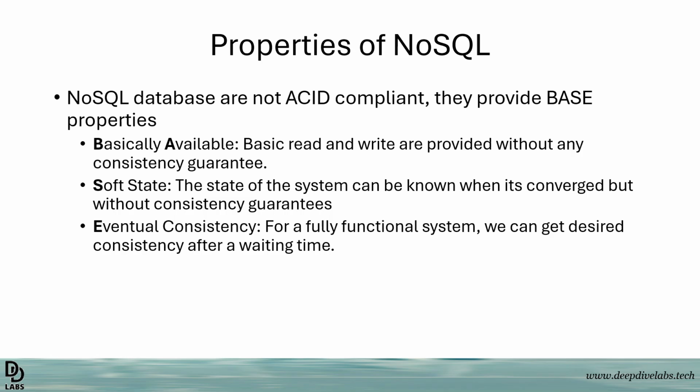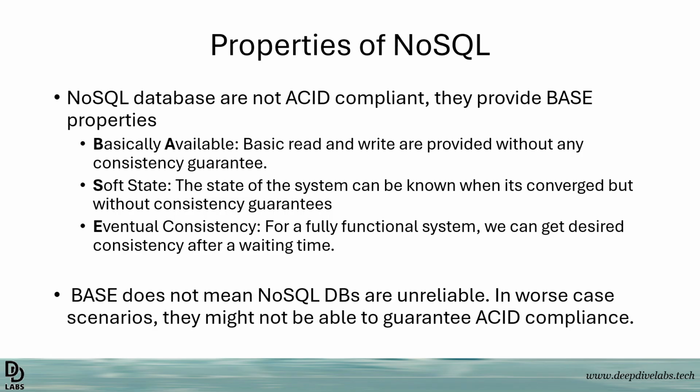If you remember, in an RDBMS we looked at the ACID property, where at the end of every transaction the database is consistent. Whereas in NoSQL, for a fully functional system, eventual consistency is what is promised. The BASE properties do not mean that NoSQL databases are highly unreliable. In the worst case, they may not be able to guarantee ACID compliance because they are catering to multiple data formats coming in at very high velocity, etc.